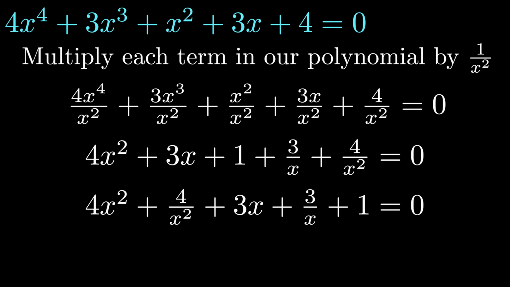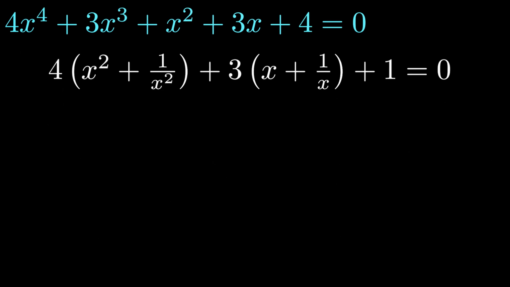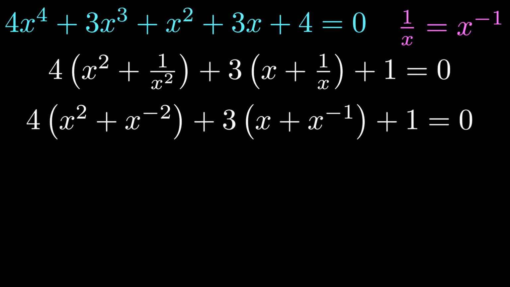And let's rearrange our equation in the following way. 4x squared plus 4 divided by x squared plus 3x plus 3 divided by x plus 1 is equal to 0. Now we're going to factor the constants out, and notice that we can rewrite 1 divided by x as x raised to minus 1, and this enables us to rewrite our expression as 4 multiplied by x squared plus x raised to minus 2 plus 3 multiplied by x plus x raised to minus 1 plus 1 equals 0.